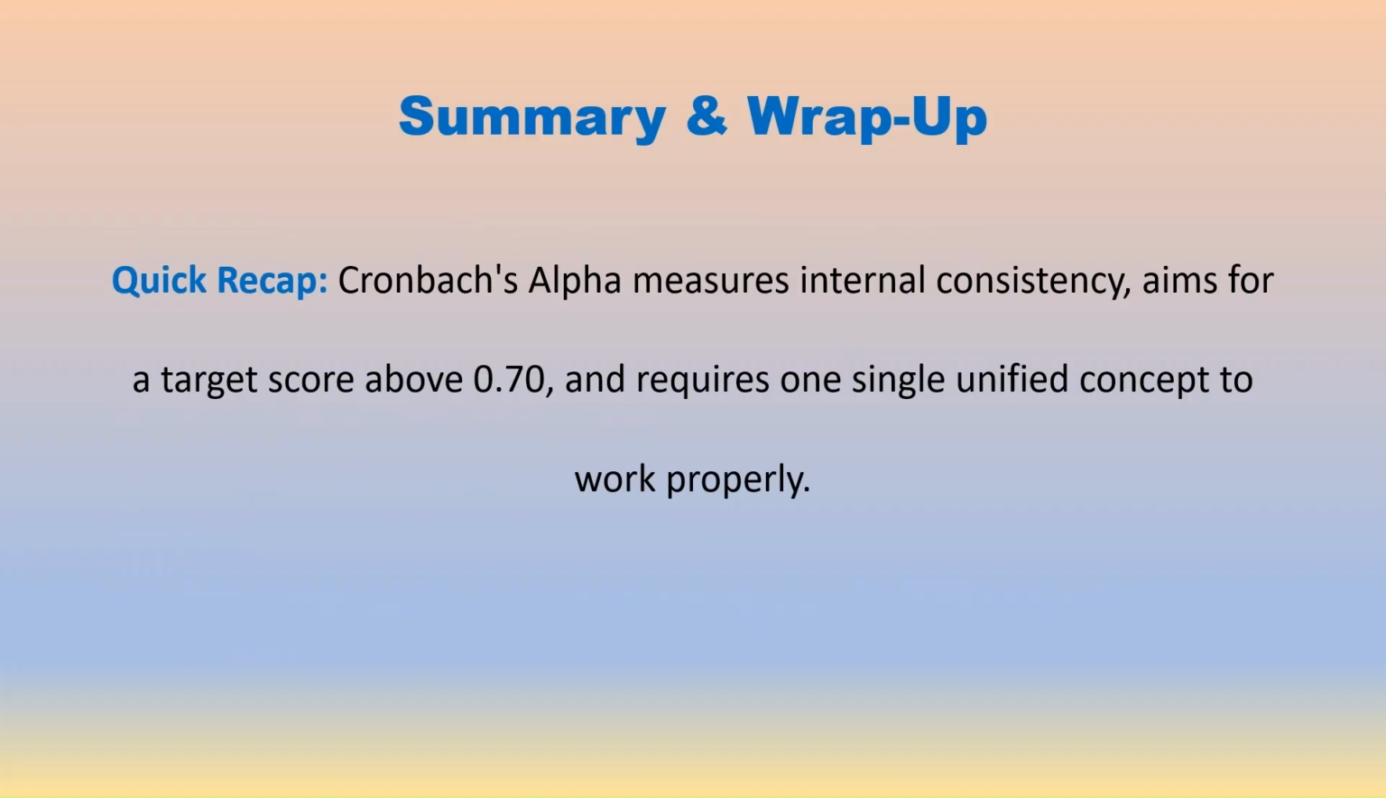Summary and wrap up the topic. Quick recap: Cronbach's alpha measures internal consistency, aims for a target score above 0.7, and requires one single unified concept to work properly.